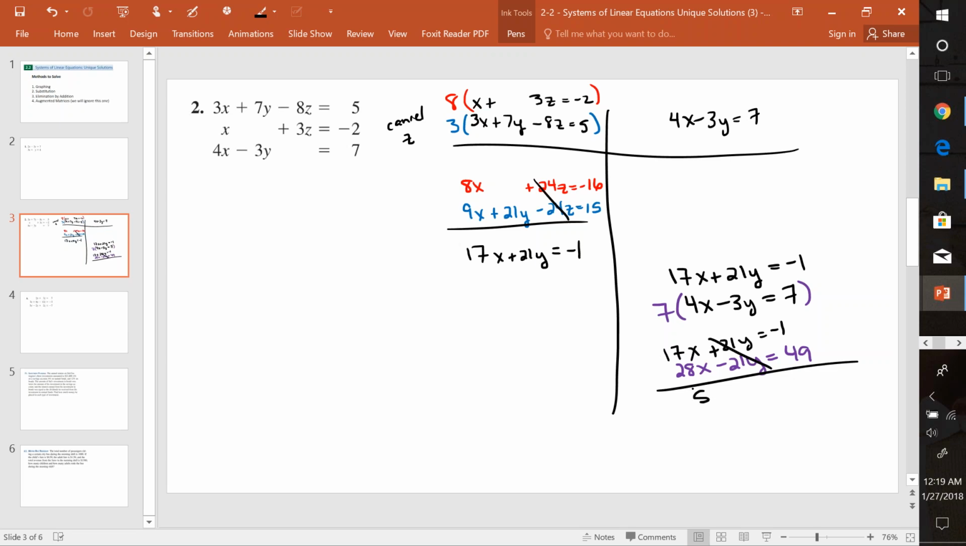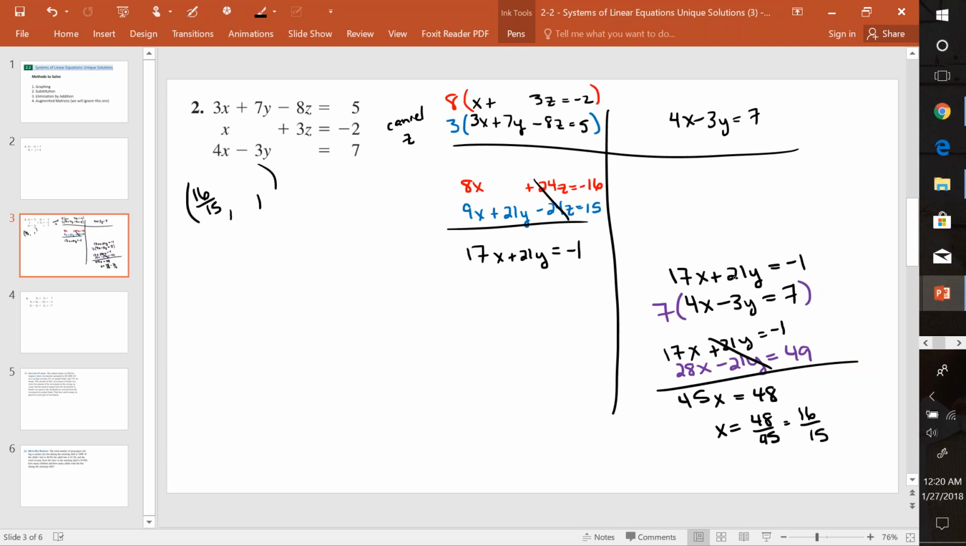That would be 45x equals 48. Divide both sides by 45. And those are both divisible by 3. So if we do that, that would be 16 over 15. So my x part is going to be 16 over 15. I still need to find my y and my z.